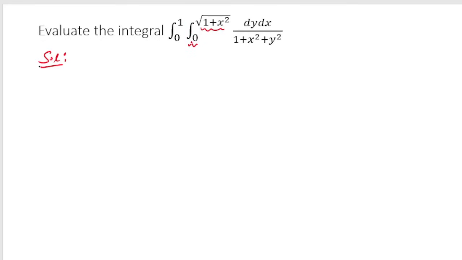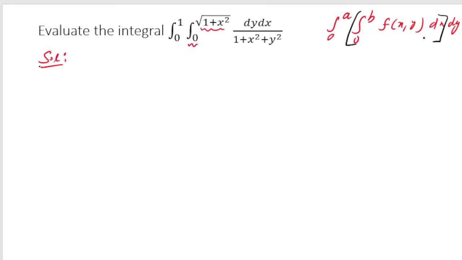If both the limits are constant, then we will follow the process of integrating inside out. For example, let me write one simple example. Suppose we have an integral where the limits are 0 to a and 0 to b, and we have a function f of xy, written dx dy. Just by looking at the limits, because both are constant, we don't know whether it is the limit of x or the limit of y. So in that case, we will follow the convention of integrating inside out.